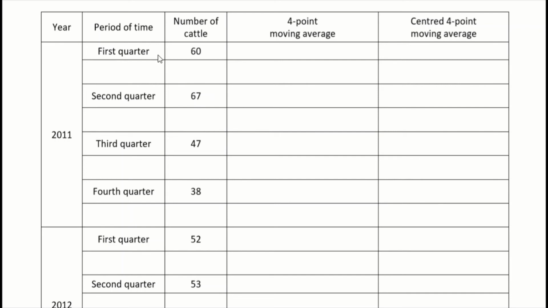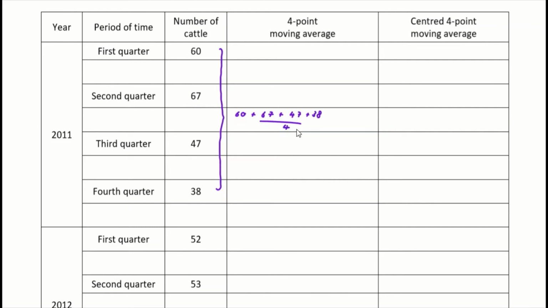So which means that the four data points here are going to be used to find our first average, and the center will be between the second quarter and the third quarter, which is here. So how can we do that? 60 plus 67 plus 47 plus 38, and then divide by 4.